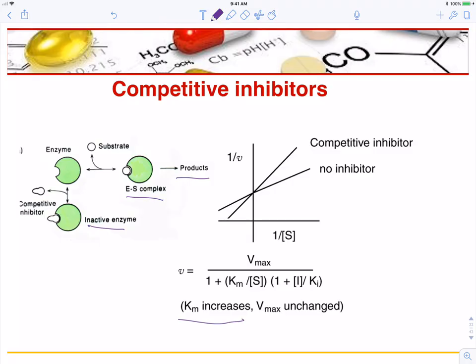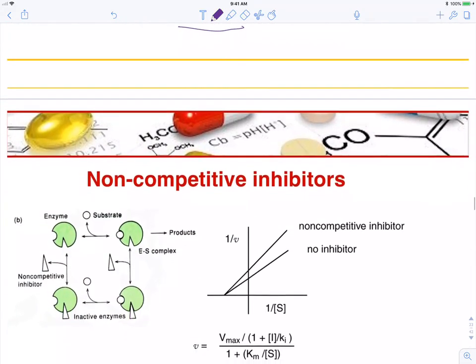And so the Lineweaver-Burk linearization that we just discussed allows us to visualize very easily and identify the type of inhibitor. In this case, remember, a competitive inhibitor undergoes no reaction. Ideally, good competitive inhibitors are designed to resemble the transition state. And that facilitates inhibition of the enzyme.